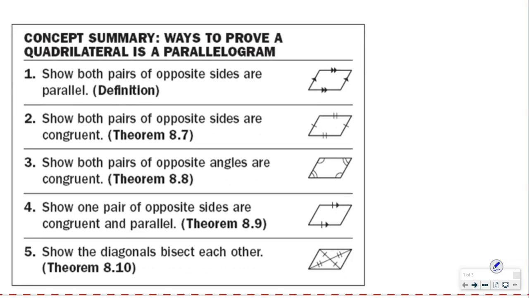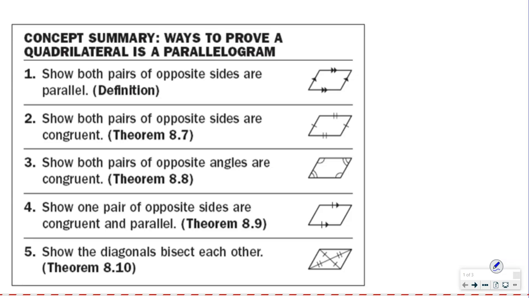So we're looking at ways we can prove a quadrilateral is a parallelogram. In the previous section, we already knew that they were parallelograms, so we looked at what information we could pull from that. This is showing that it is a parallelogram.